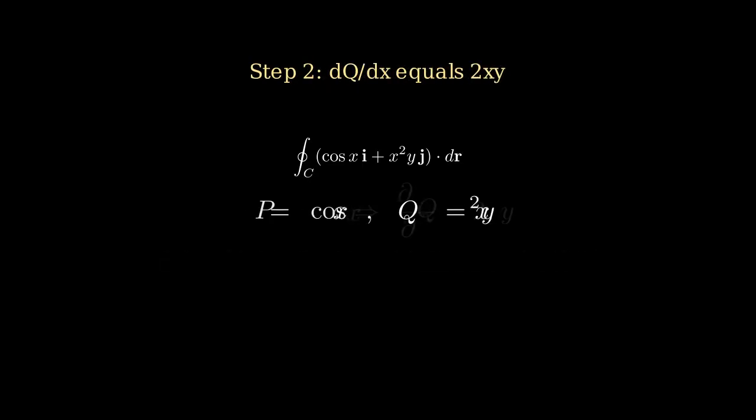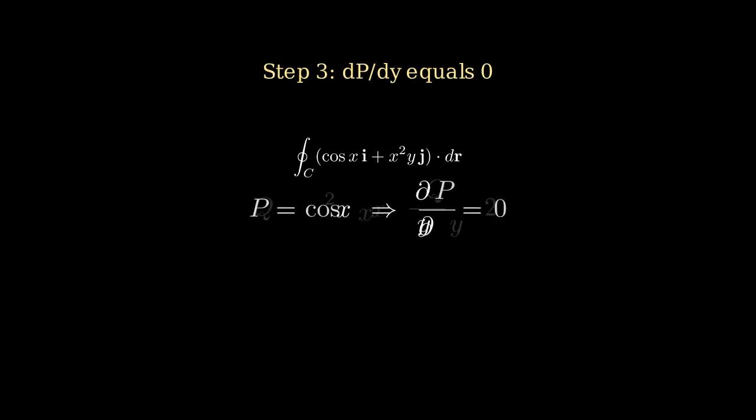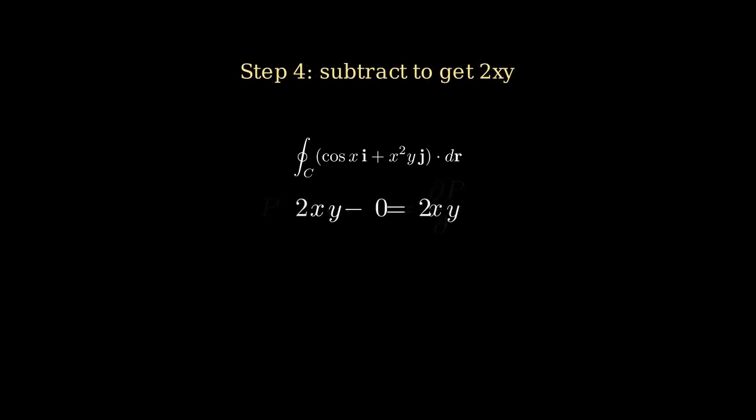Step 2. Differentiate Q with respect to x. Q equals x squared y, and since y is held constant, x squared becomes 2x, so ∂Q/∂x equals 2xy. Step 3. Differentiate P with respect to y. P equals cosine of x, which has no y in it at all, so ∂P/∂y equals 0. Step 4. Subtract: 2xy minus 0 leaves just 2xy as the integrand for our double integral.